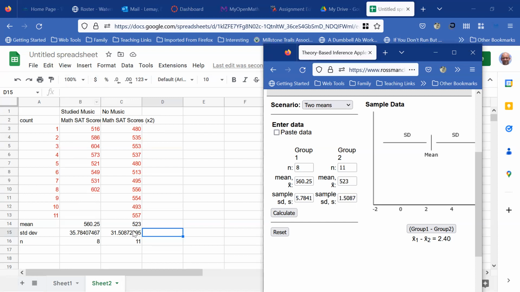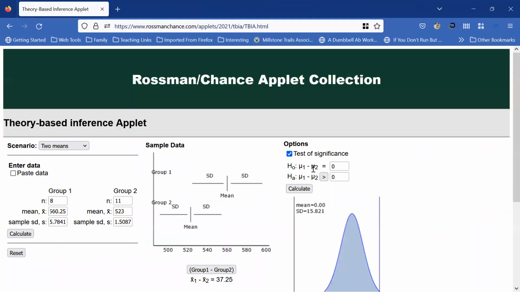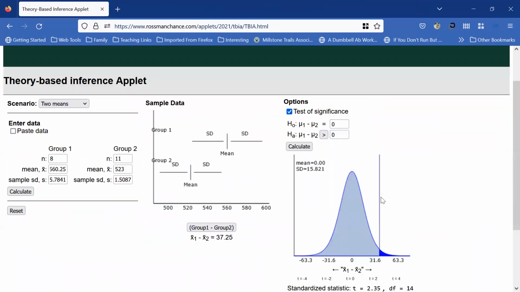Now, some people who are confused are going to say, oh, the average of the music people is higher than the average of the no music people. So yeah, music helps. Well, you've got to test it to see if it's significantly different. That's what the statistical test is. So I'm going to click calculate, because I'm not sure I did that. Let me maximize this. We did H0 is equal, H1 is greater than.